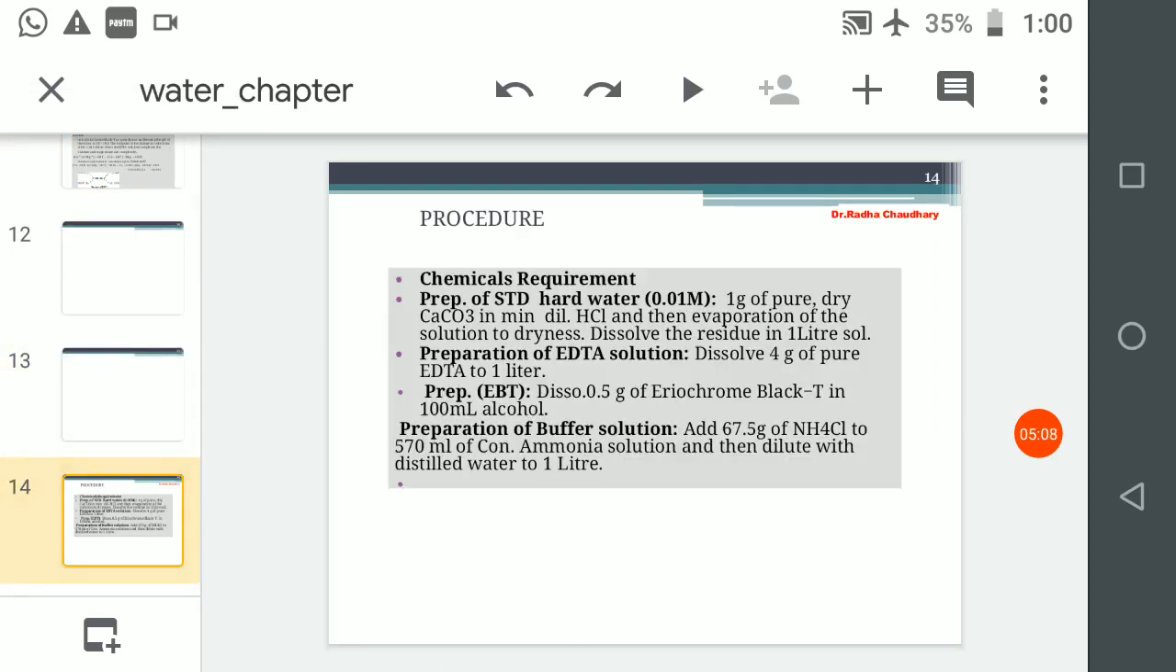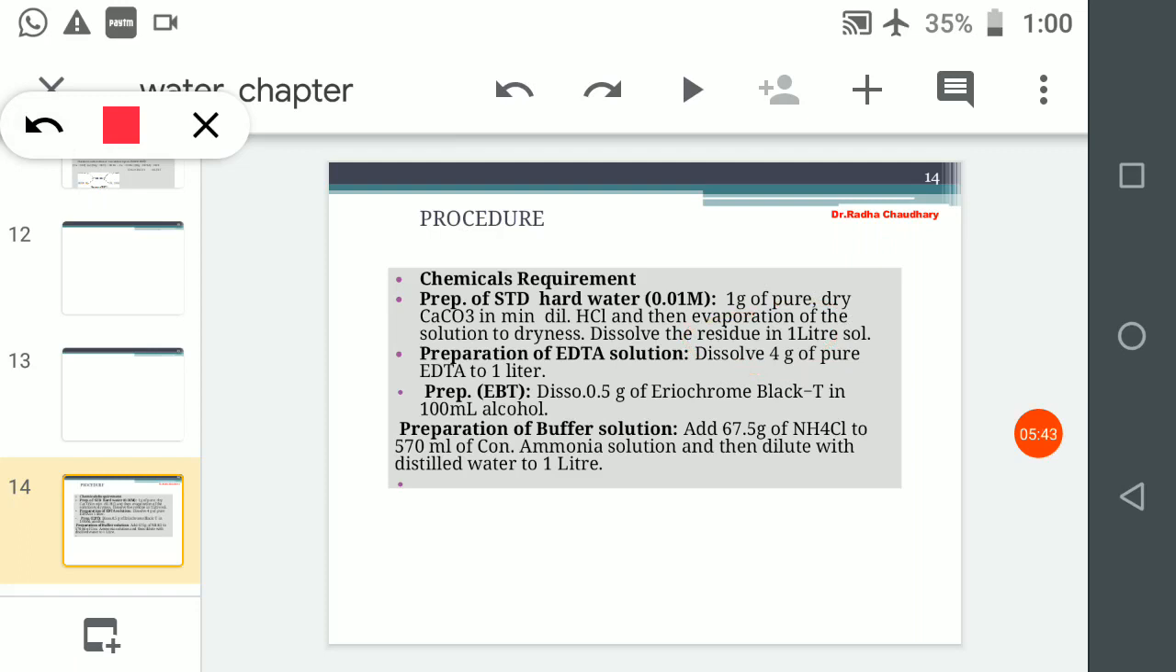Then the procedure, the chemicals which are required in this titration. First is the preparation of standard hard water. To prepare standard hard water, 1 gram of calcium carbonate is dissolved in a minimum quantity of dilute HCl, and then the solution is evaporated to dryness, because we want to remove excess HCl from the solution. Then dissolve the residue in 1 liter of water.